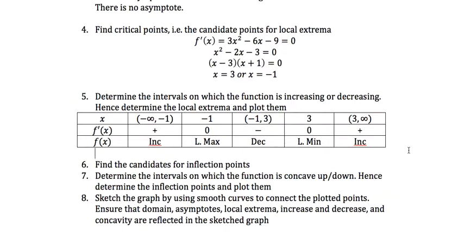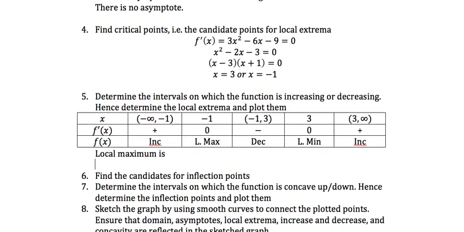Okay? And we actually can calculate the local maximum. Local maximum is f negative 1. This is easy to calculate. That will just be f negative 1 is just 32. Okay.